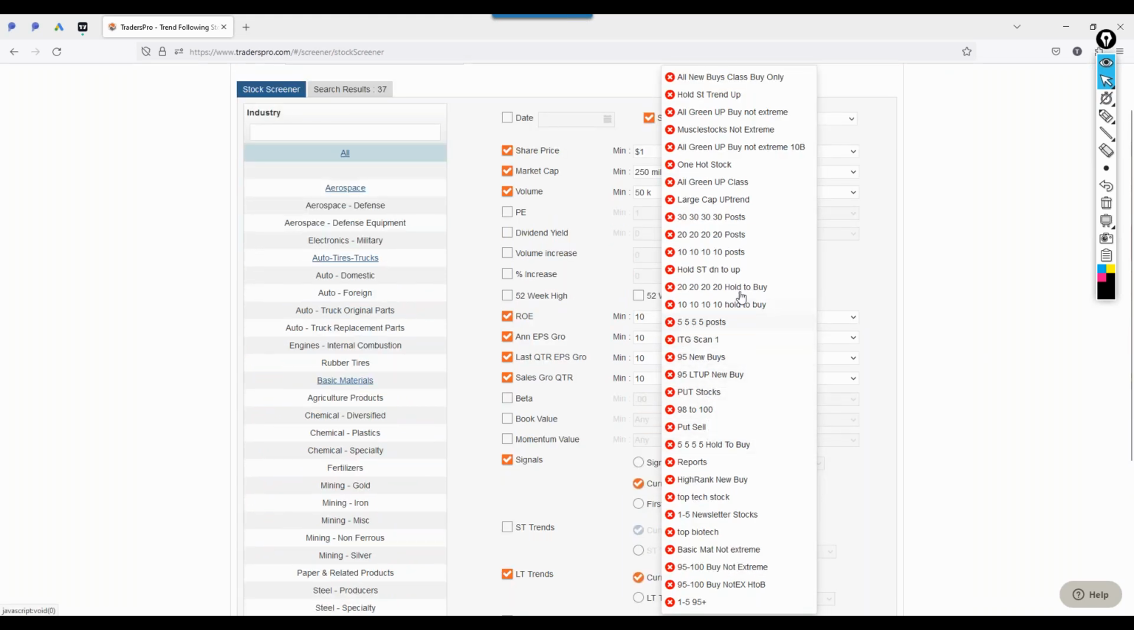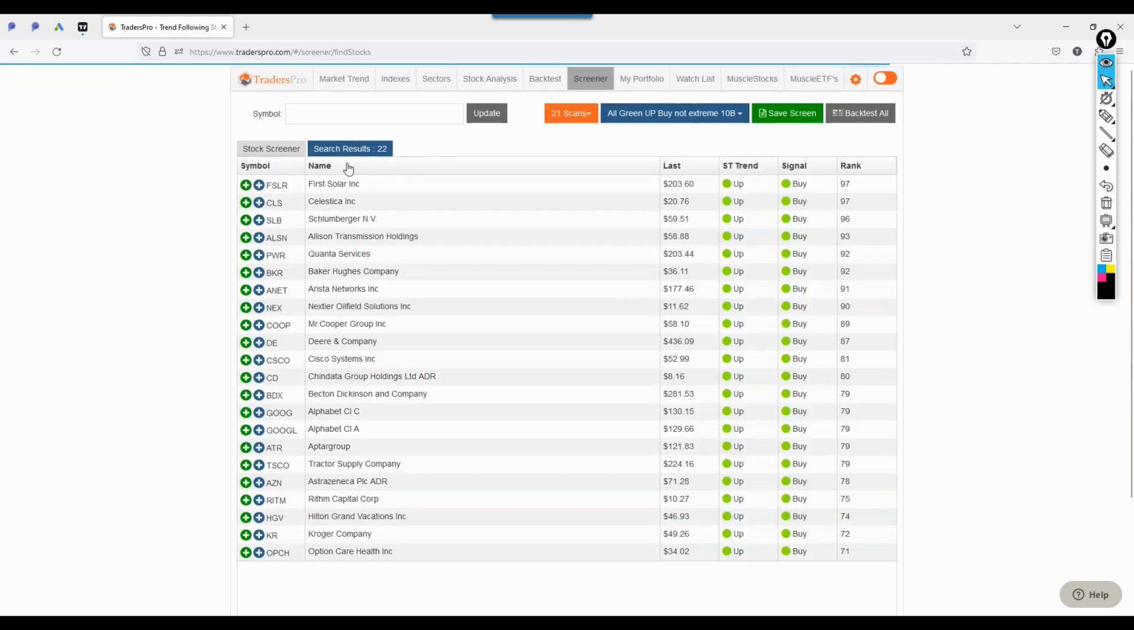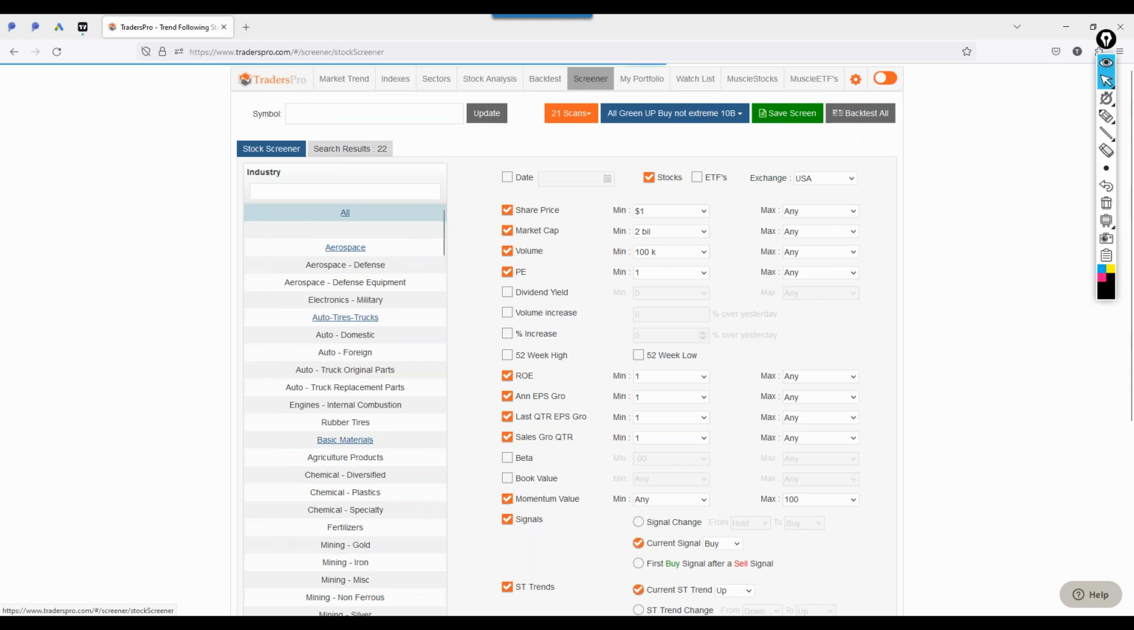Put selling, even this one right here, all green up, buy but not extreme. Okay, so what that means is all of these are all green, and all of their fundamentals are green. Okay, so everything is green, and they're large cap or mega cap, or they're really large companies. So let's look at some of the settings here. So I've got market cap is set to 2 billion, volume, PE is at least 1, and everything else is at least 1. Okay, if it's at least 1, it's going to be green.